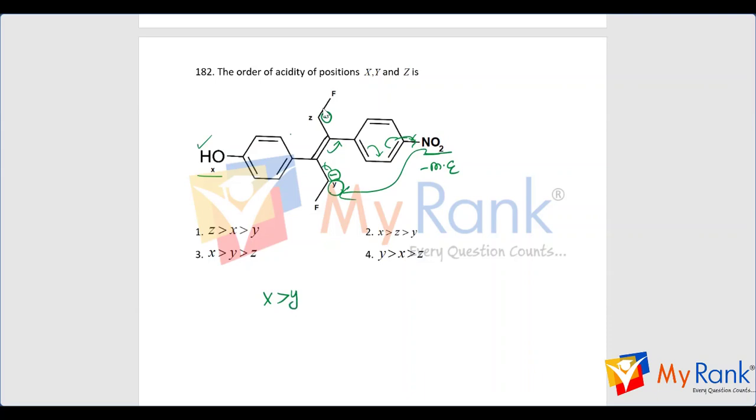But whereas here, this bond will migrate this side. As this bond migrates, it comes like this. But this group has a plus mesomeric effect, which will decrease the acidic strength. The plus mesomeric effect group is present directly on this one, and the minus mesomeric effect group is acting on this one. Therefore, Y is more acidic than Z. So X, Y, Z means the third option is the correct option.